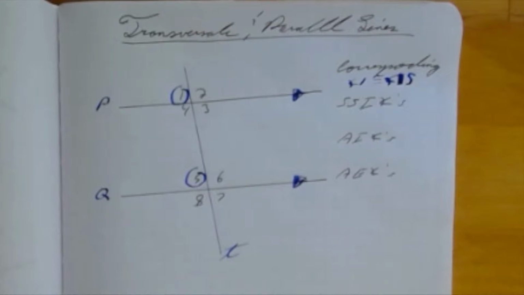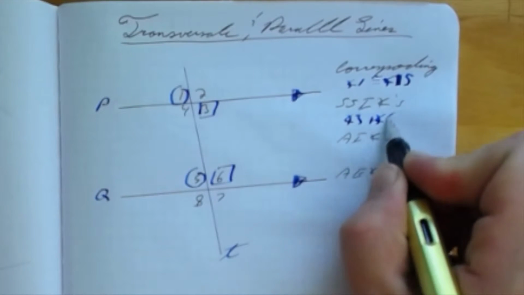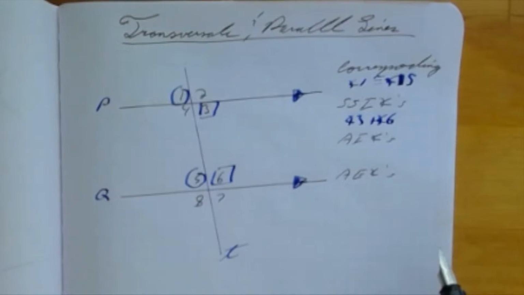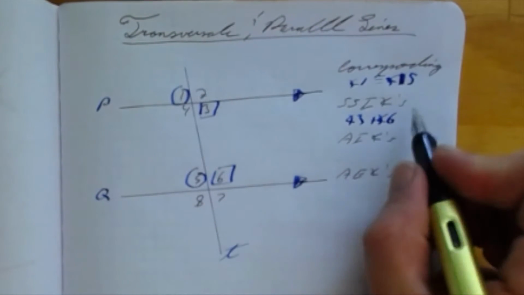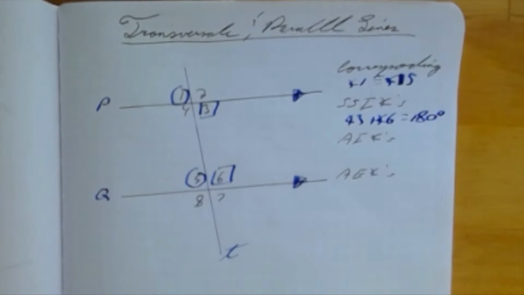We also have same side interior angles. Same side interior angles would be like angle 3 and angle 6. Now the thing about same side interior angles is they give us the same side interior angle postulate. And that is that if we have two parallel lines, just like here, and they're cut by the transversal just like before, then these two angles add up to 180 degrees.